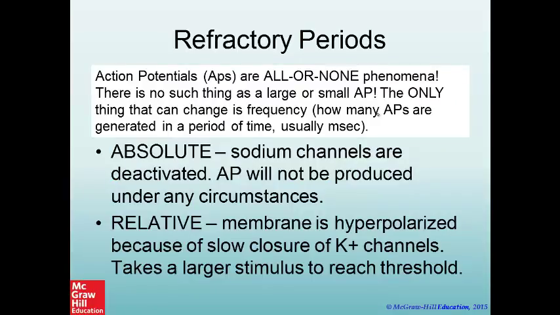So remember that action potentials are all or none. There's no big action potential or small action potential. They're all the same size. Absolute refractory period is caused by sodium channels not being able to open, so you cannot generate an action potential during that period. Relative refractory period is caused by a period of hyperpolarization caused by slow closing of the potassium channels. So you get too much potassium leaking out of the cell, and the cell becomes more negative than normal resting membrane potential.